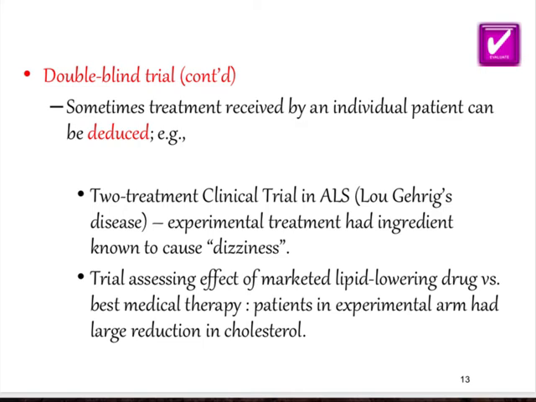And sometimes the treatment of an individual patient can be deduced. What I mean here, just imagine if the patient is taking an ACE inhibitor and he got a dry cough, and the other patient is taking diuretics. He will know that he is the one, or the physician will know that this patient is on the ACE inhibitor, because it's obvious that he has one of the obvious side effects of the treatment.